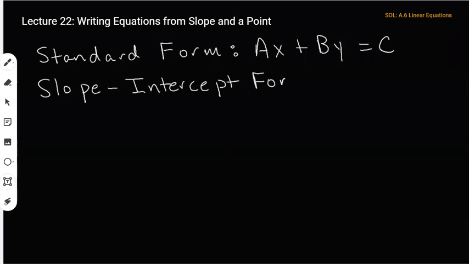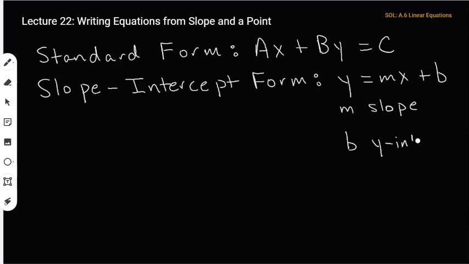Slope-intercept form is y equals mx plus b. X and y are going to be variables, but m is going to be the slope. So m is going to be the slope of the line. It's just going to be a number. And b is also going to be a number. B stands for the y-intercept. That's where the graph crosses the y-axis.